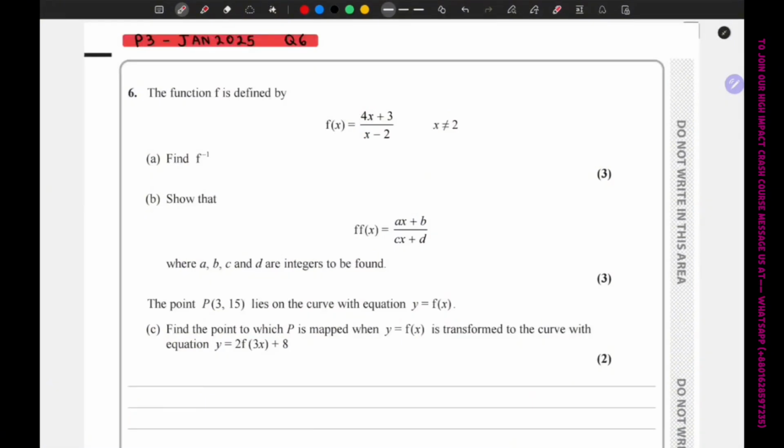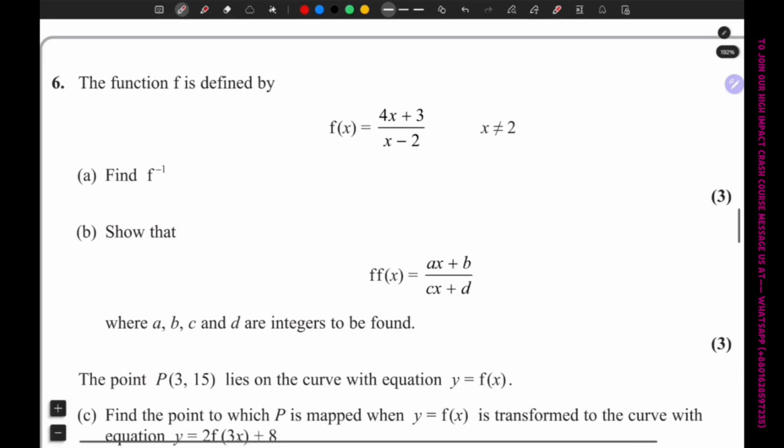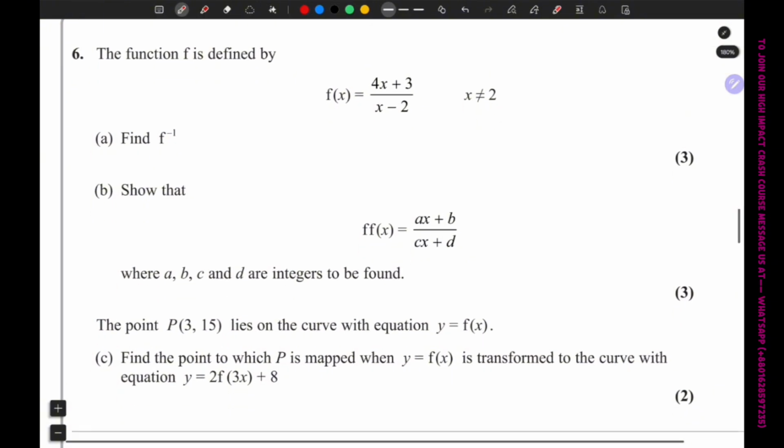So in the previous video we have solved question 5 of P3 January 2025 session. Now let's move on to question 6. So we have a function which is given to us, and the domain of the function is also given. So the domain is x cannot be negative 2. x cannot be 2. So first of all we need to find the inverse function.